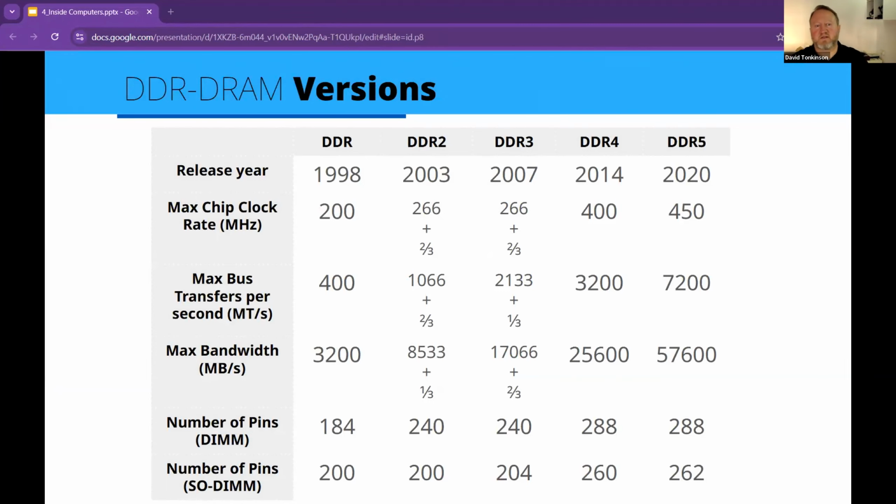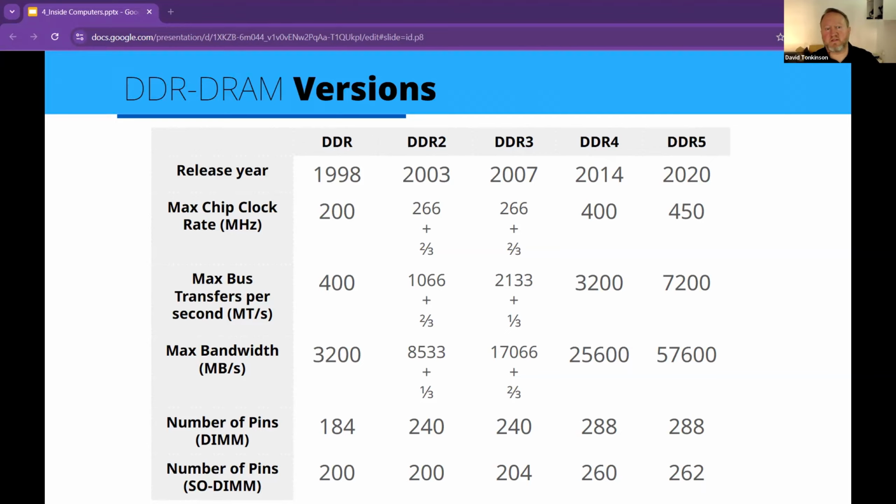This is what I mean by chips coming out year after year. DDR, double data rate memory chips, originally 1998, had a maximum chip clock rate of 200. Wow, super fast at the time it was. Maximum bus transfer rate, MT per second, 400. Maximum bandwidth, 3200. And you will normally see these written on the chip. So if you're taking an old computer apart, a lot of the time these will be noted on the chips.